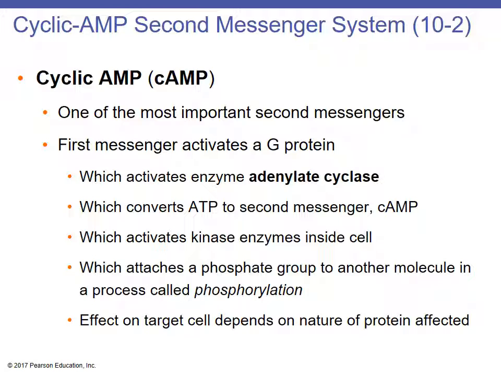And adenylate cyclase has the very important job of converting regular old ATP, the chemical currency of the cell, into cAMP. The cAMP in turn activates a host, or sometimes just specific suites, of what we call kinase enzymes inside the cell.